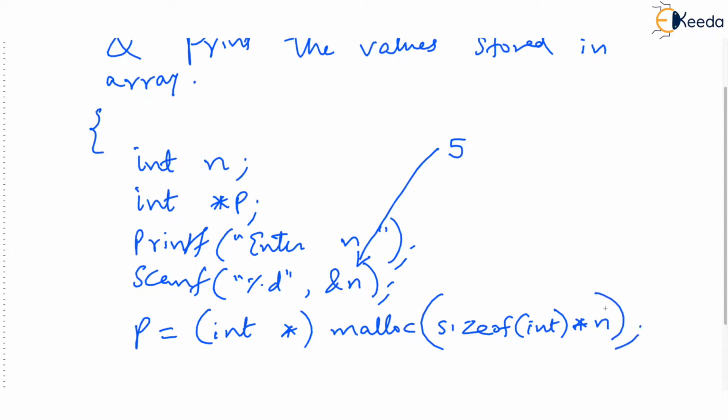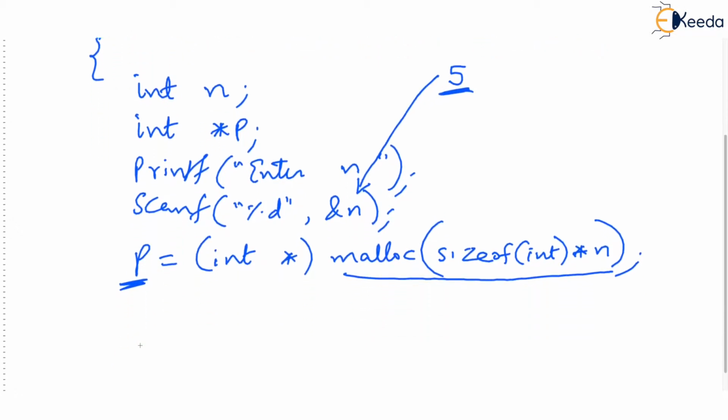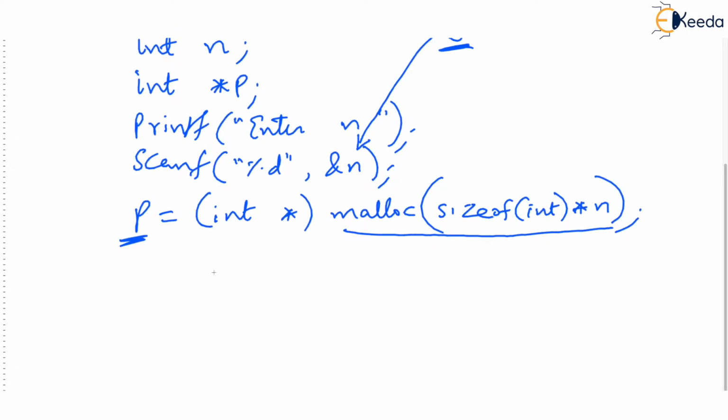Just check if n is 5 here, as in our example. If n is 5, this will exactly create an array of 5 integers, and p will store the base address. P is going to store the base address of that array, isn't it? Now you want to input these values.